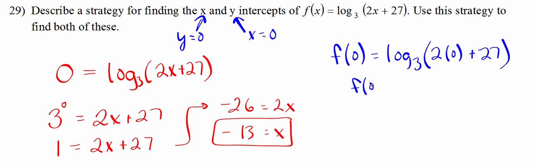So f of 0 is log base 3. What is 2 times 0? Is 0. Plus 27 is 27. Okay, so log base 3 of 27. You're like, I don't have a calculator, so how could I find that out?